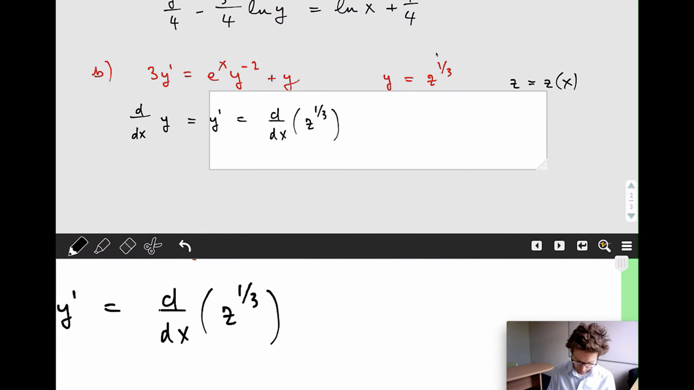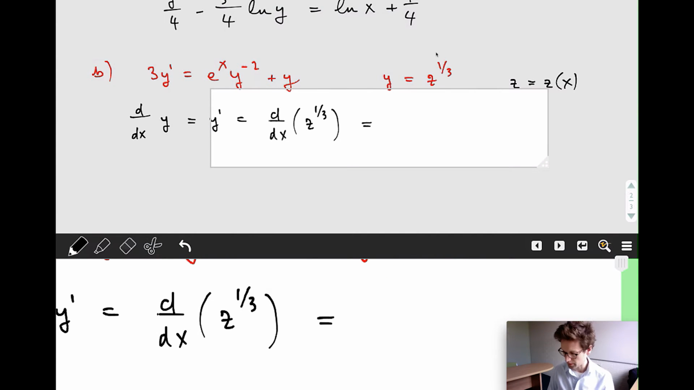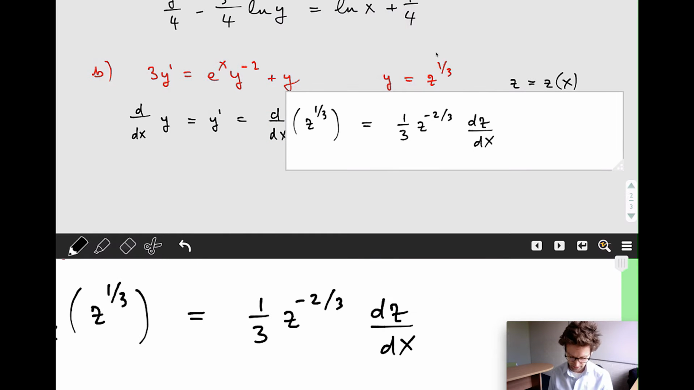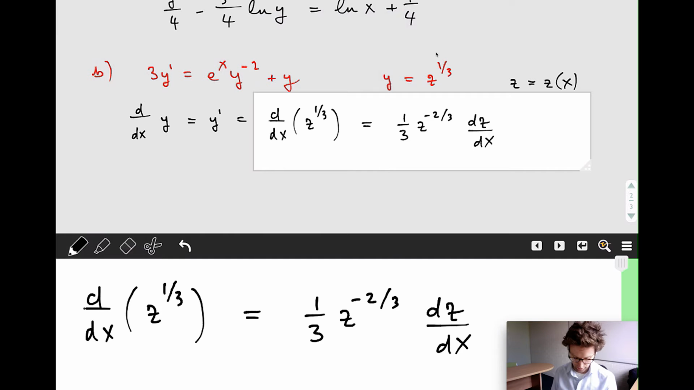So I can take the derivative of z to the power of 1/3 by using the chain rule. First, I take the derivative of this thing with respect to z, which gives me 1/3 z to the 1/3 minus 1, which is minus 2/3. And I need to multiply that by the derivative of z with respect to x. Again, we're thinking about z as a function of x. It's not an independent variable. It's a function only of x, and I can use the chain rule to calculate the derivative of y with respect to x.